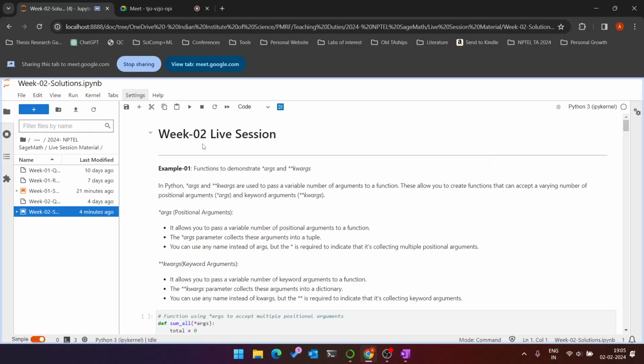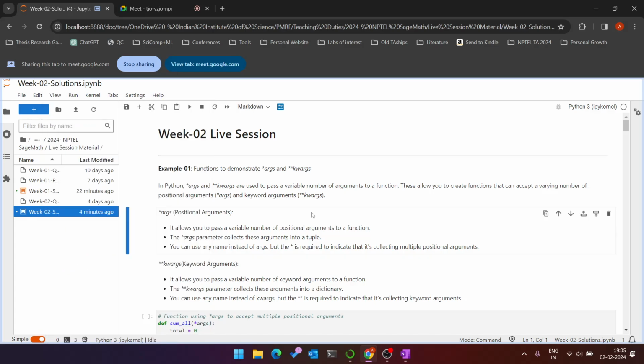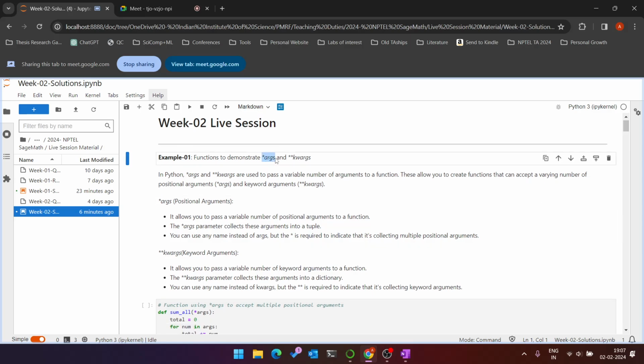So we'll go through the first example. In the first example, I wanted to showcase what star args and double star kwargs are. Professor mentioned star args and double star kwargs. So what are these and how do we use them? This was discussed, I think, at the end of the second lecture when we were studying the while loop.